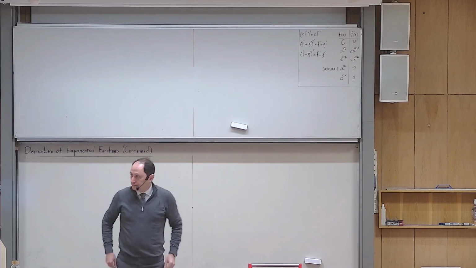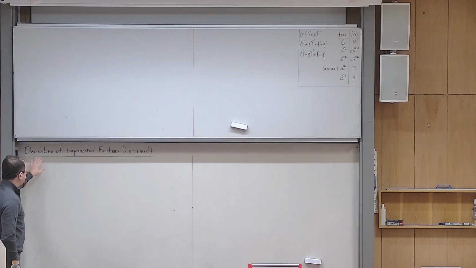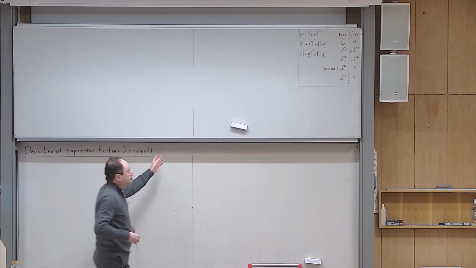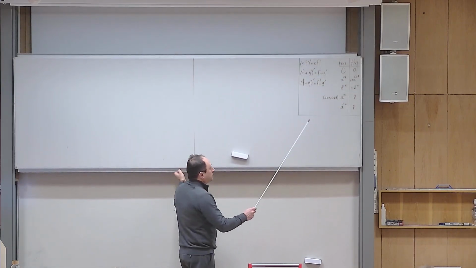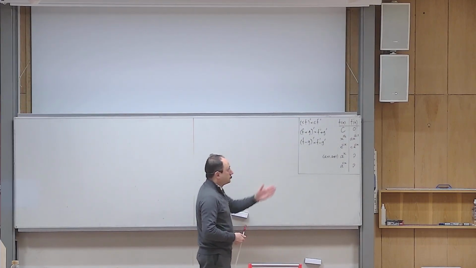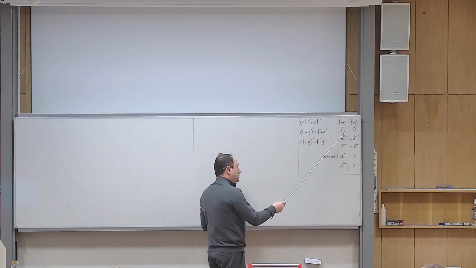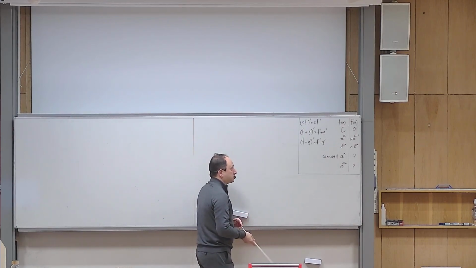Okay, so if you remember last time we started a lesson, derivative of exponential functions. So far we have this. If you remember, we are trying to find the derivative of famous functions. So the first famous function is the constant function. We realize the derivative is 0.